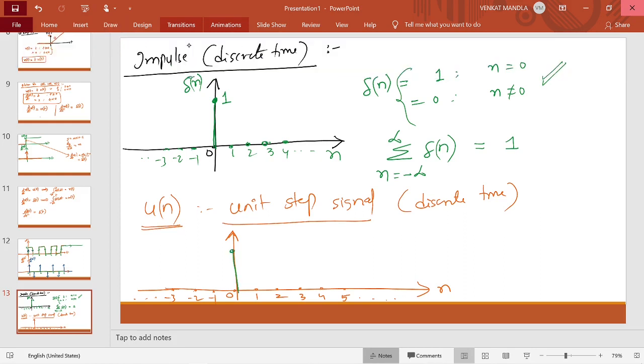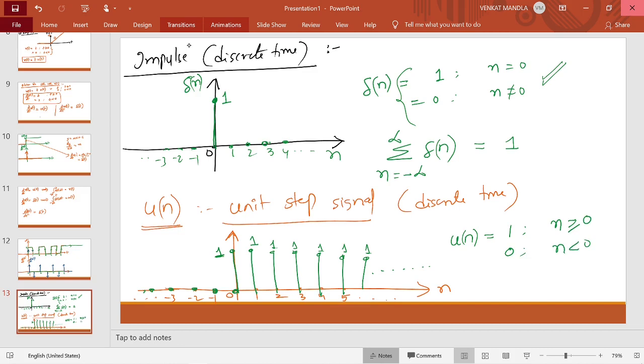So you have values that are 1 at all positive values of n and 0 at all negative values of n. Here at n equal to 0, you have defined a particular value, 1. At n equal to 1, 1, 1, all are 1s. For u of t, at t equal to exactly 0, you cannot define it, because that is a discontinuity. But here at n equal to 0, we have a perfect value, that is 1. So u of n equals 1 for n greater than or equal to 0, and equals 0 for n less than 0. This is the perfect definition.